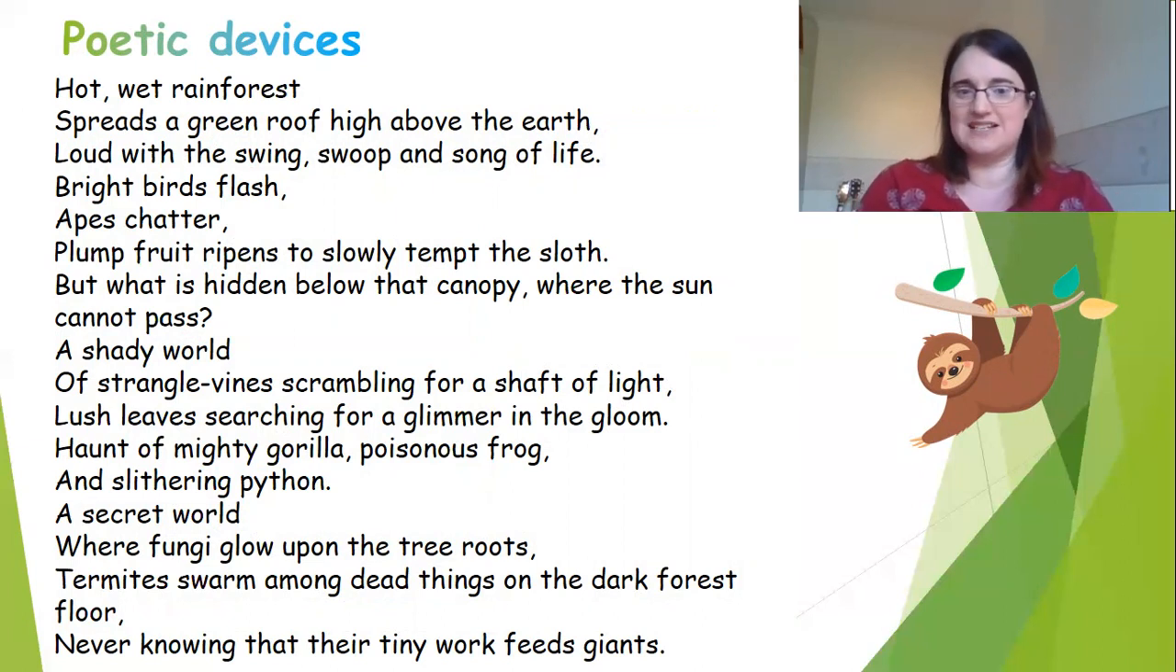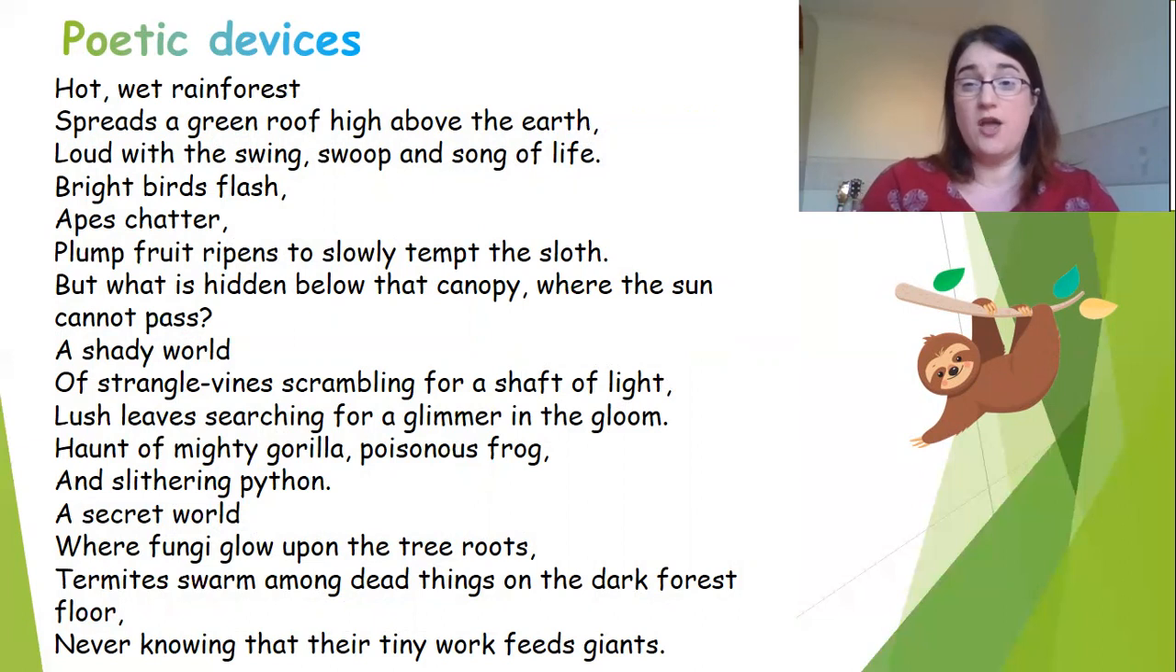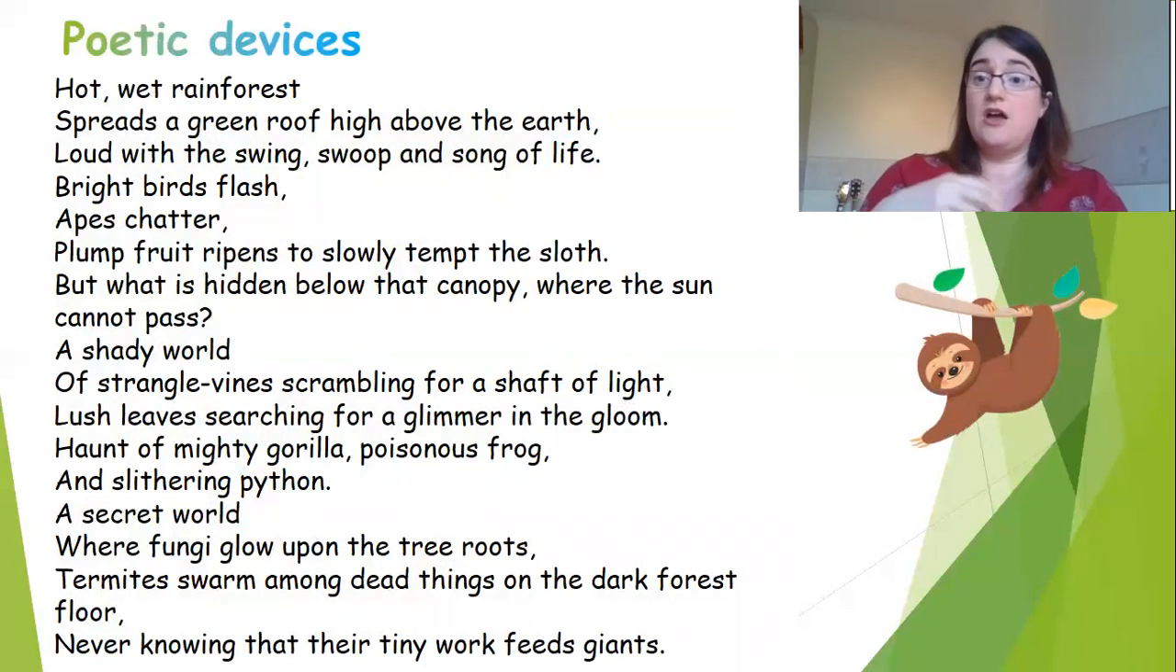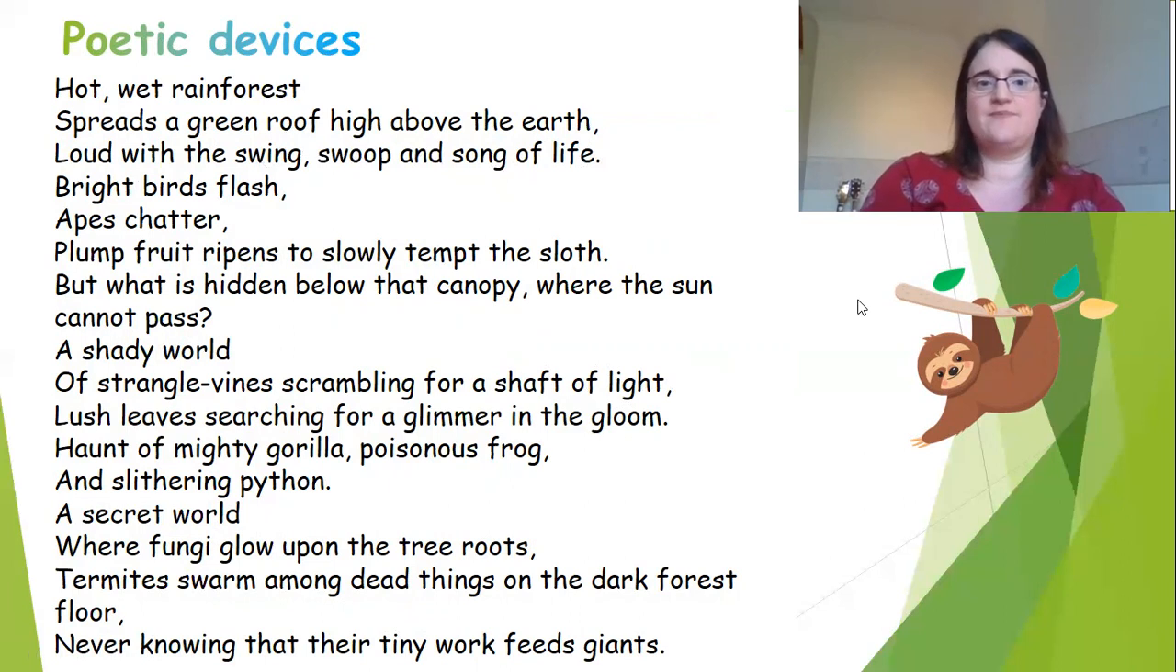So there are some poetic devices I want to think about so far. So the first thing I want to look at is alliteration. Now, hopefully you've heard of the word alliteration before, and that is where an author repeats the initial sound in a word deliberately to make it flow better. So if you have a look here, we've got some really good examples of alliteration. So we've got swing, swoop, and song of life. So we've got that S sound repeating. We've got bright birds. So we've got the B sound repeating.